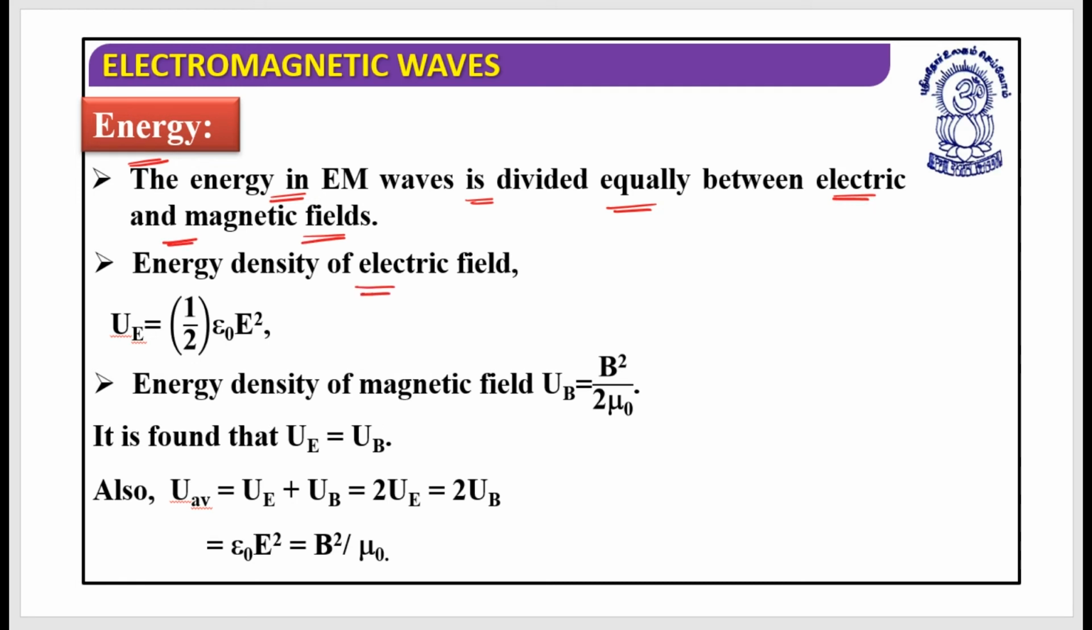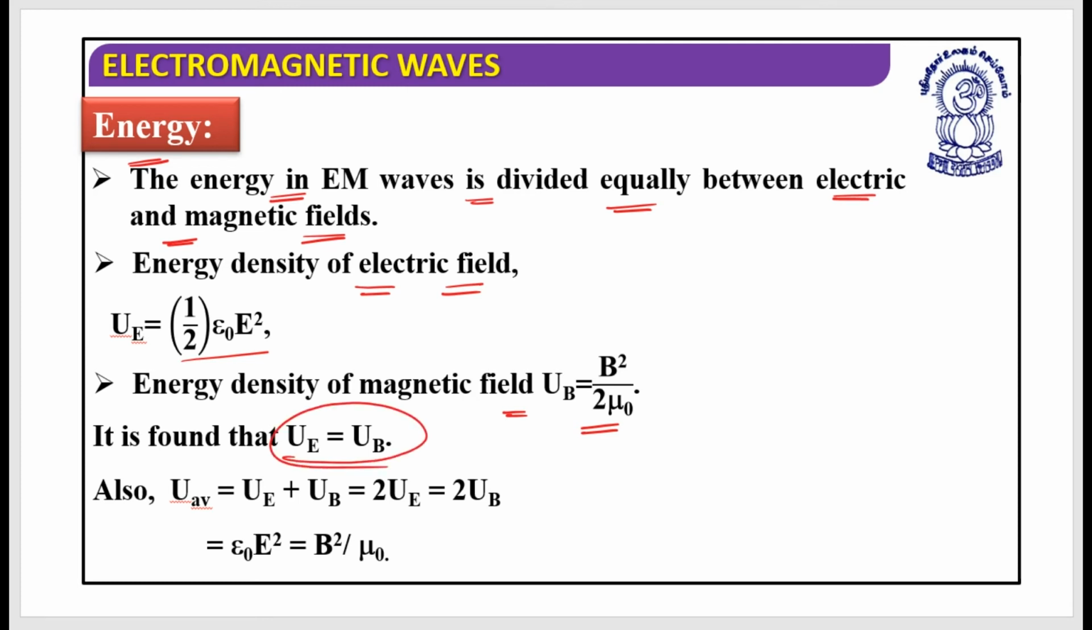And the energy density of an electric field could be given as U_E equals 1 by 2 epsilon naught into E square, and the energy density of the magnetic field, U_B, is equal to B square by 2 mu naught.